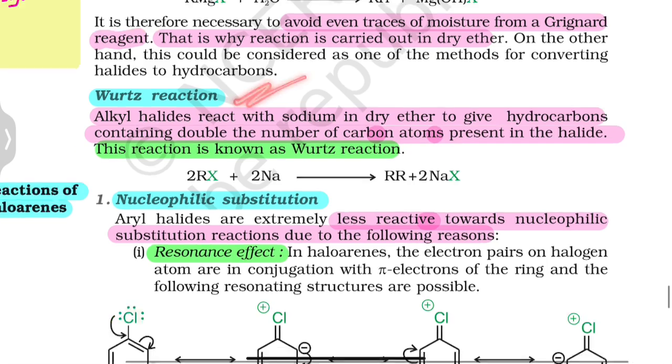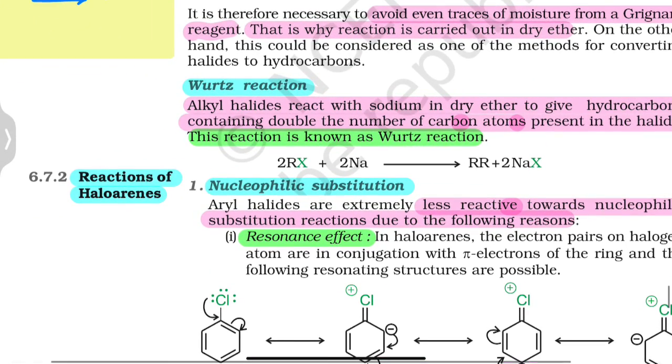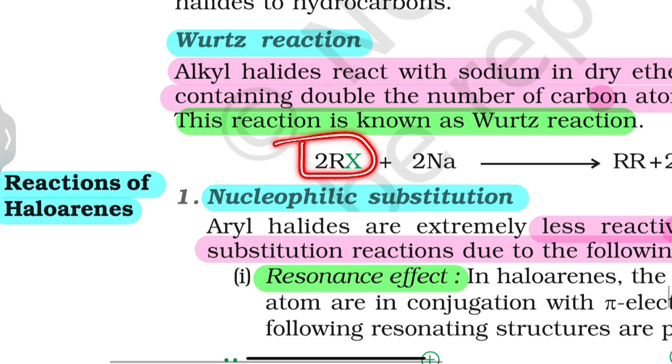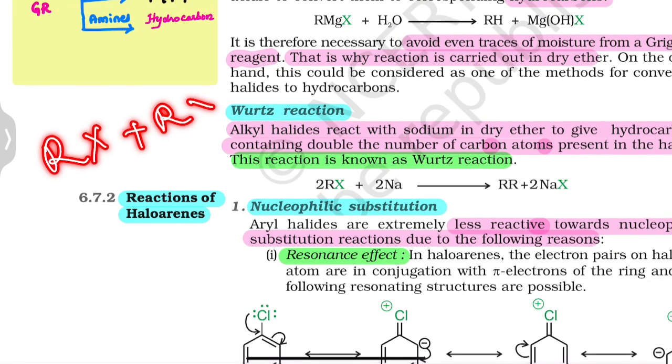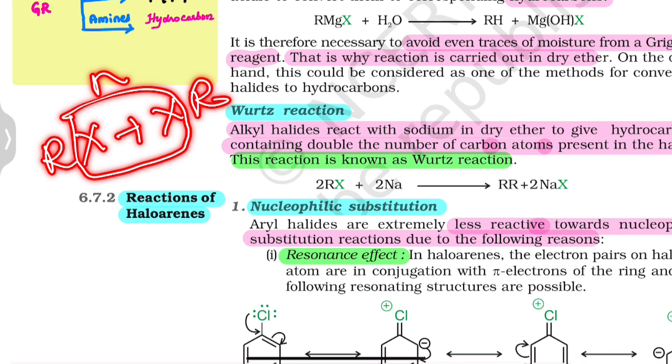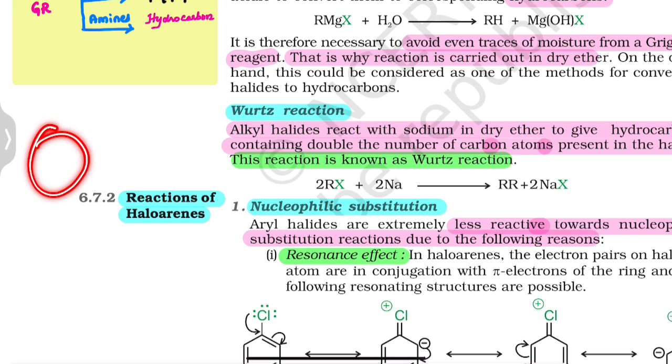So next is Wurtz reaction. The Wurtz reaction is nothing but you are taking alkyl halide and treating it with sodium in the presence of dry ether. Here you are taking two alkyl halides, RX and RX. So the halogen and sodium will be removed. Just a minute, I'll write down the reaction.